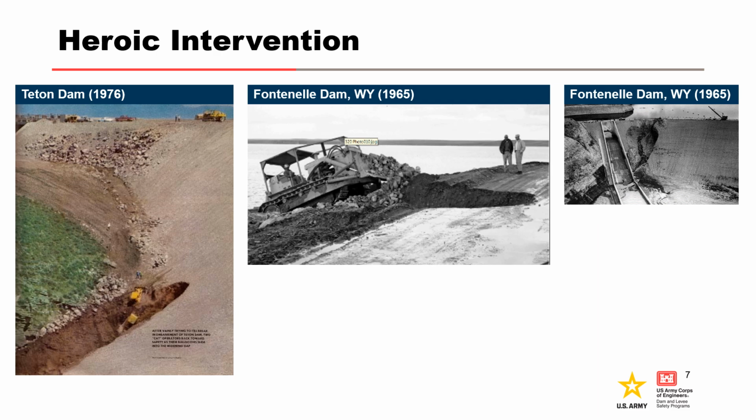The note in the bottom right corner of the photo reads, "After vainly trying to break an embankment of Teton Dam, 2 CAT operators back towards safety as their bulldozers slide into the widening gap." The dam failed shortly after this photograph.